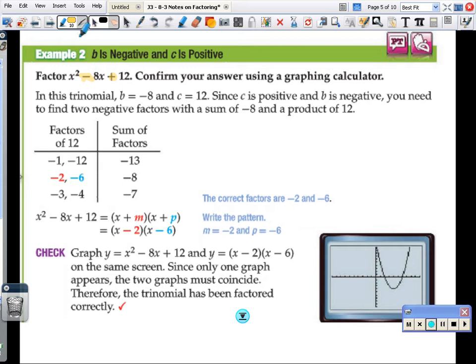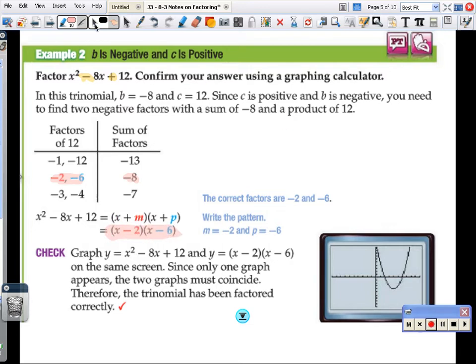And what you see is that right here at negative 2 and negative 6, those two numbers are going to multiply to positive 12 and add to negative 8. So then this time the answer right here is x minus 2 and x minus 6.